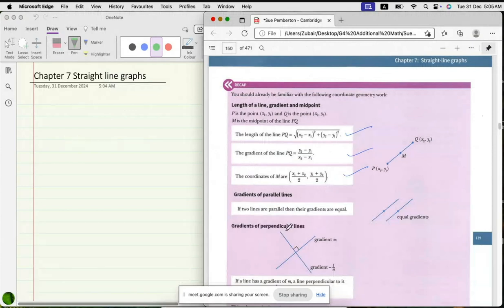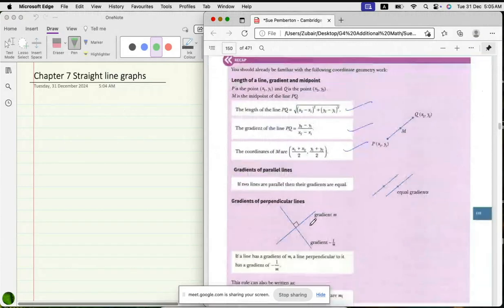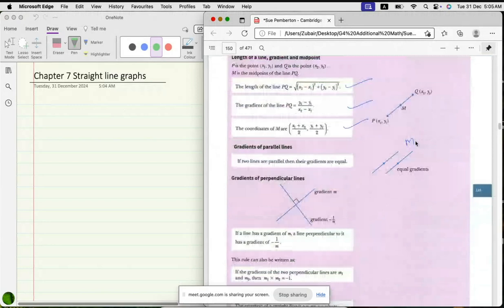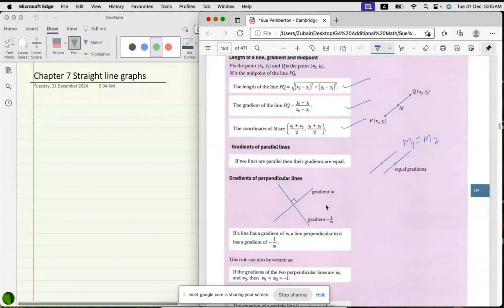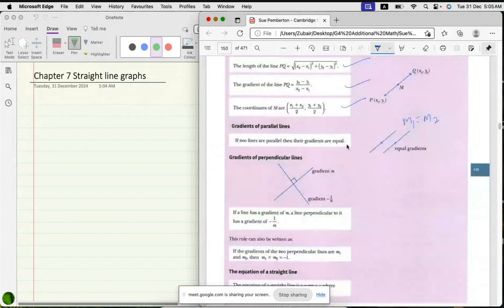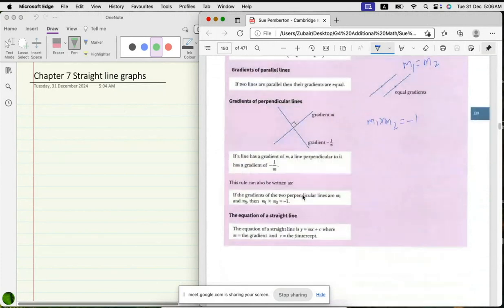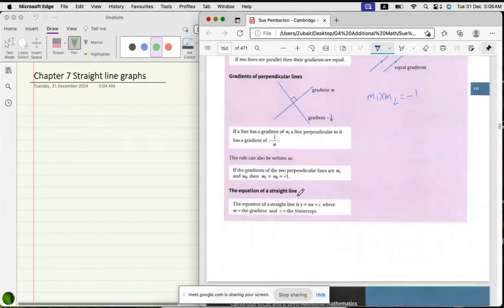When two lines are parallel, the gradients are equal, m1 is equal to m2. If they are perpendicular, the relation is: the first is m1, the second is minus 1 over m1. m1 times m2 is equal to minus 1. The equation of a straight line is y equals mx plus c.